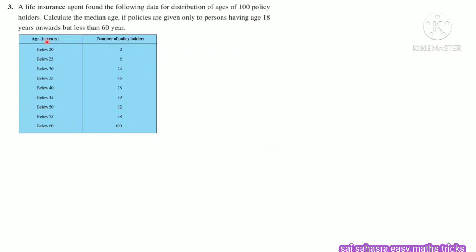Now how to convert this below 20, below 25 into class intervals? I will make you learn now. Solution. First we have to write a class interval or age in years.